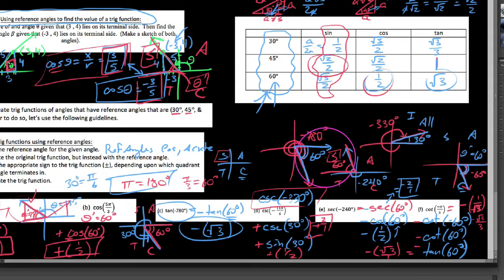Sorry for the mess in this whole video, but that is how you use reference angles, with at least special angle reference angles, to evaluate trig functions of things that have really weird angles. So cheers.